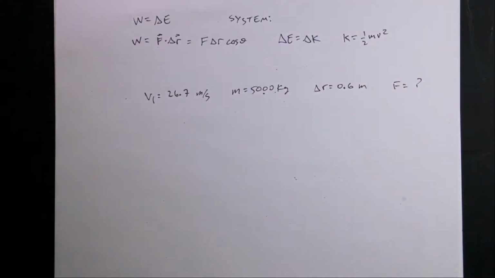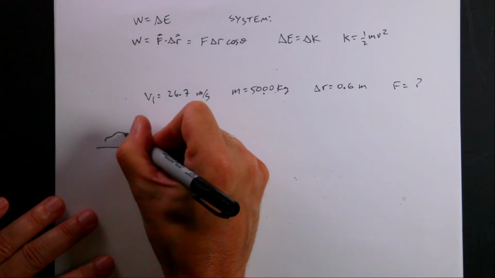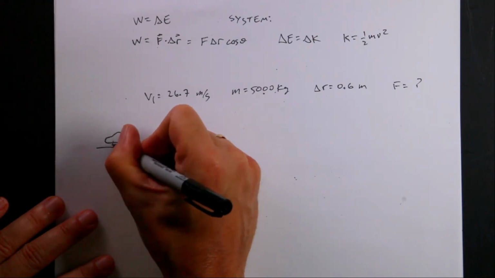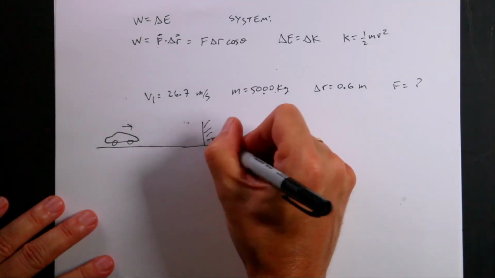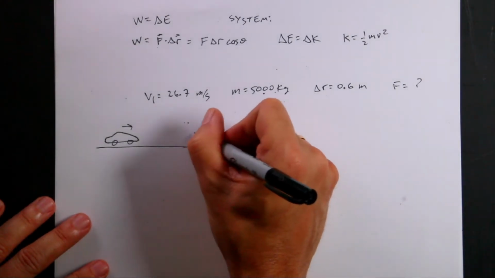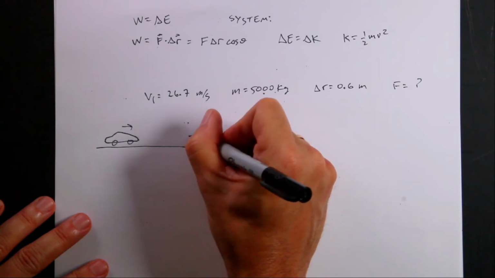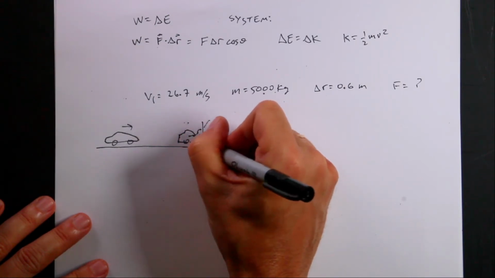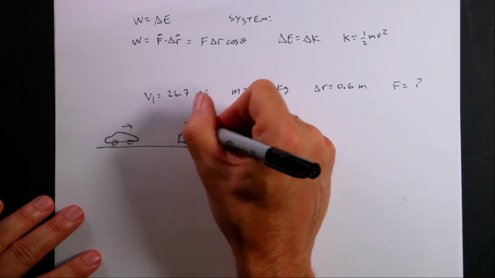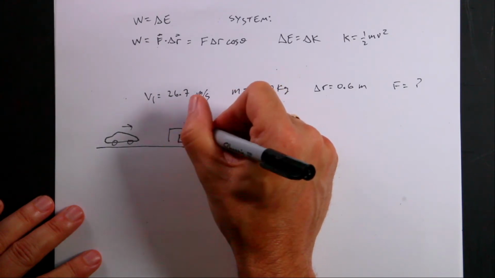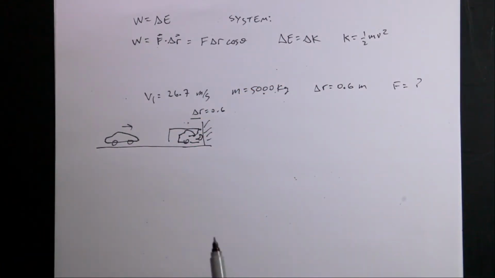Okay, so let's look at a picture. Here is my car. Maybe not the best car. Moving that way. And then it's going to crash into a wall. And there's no one in it. It's a test car. And it looks like this. I'm having trouble drawing a crashed car. Okay, that's good. And so the distance that this crashed, so here it was before, and there it was afterwards. So this distance, delta R, is 0.6 meters. That's the crumple zone. That's how much distance it moved.